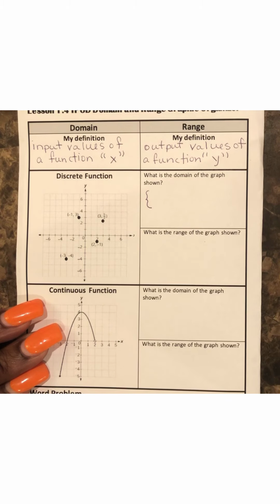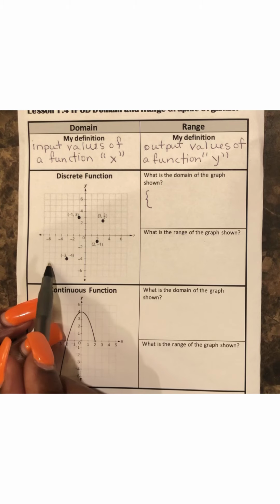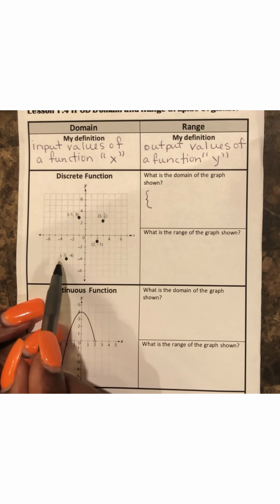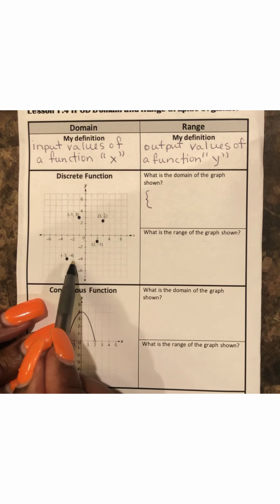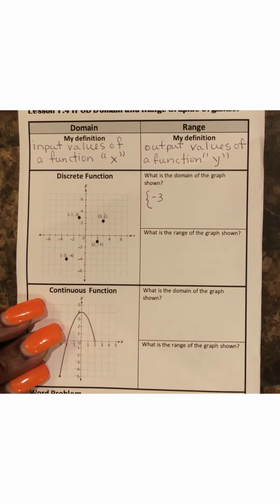The first question they ask us is, what is the domain of the graph? Now, if we look back at the definition under domain, the domain is the input values, which are the x values. So we're going to take a look at each point, look at the ordered pair, and find the domain of this discrete function. Our first point that we look at, and we want to read the graph from left to right. We have -3, -4. If I ask you what was the x value on this point, you would tell me -3. That's my input value.